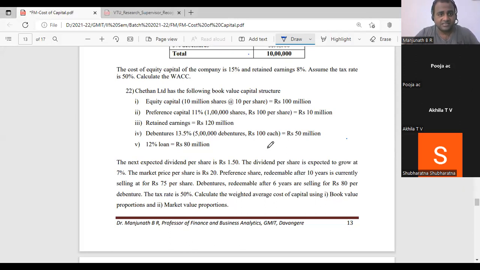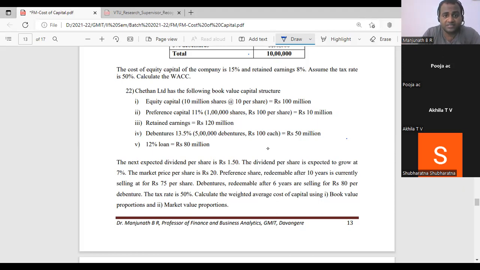It says Chetan Limited has the following book value capital structure. They have given the equity capital as 10 million shares at the rate of 10 per share, and that is around 100 million. Preference capital 11%, 1 lakh shares, rupees 100 per share, and that is around 10 million. We have the third component, which talks about the retained earnings, that is 120 million.